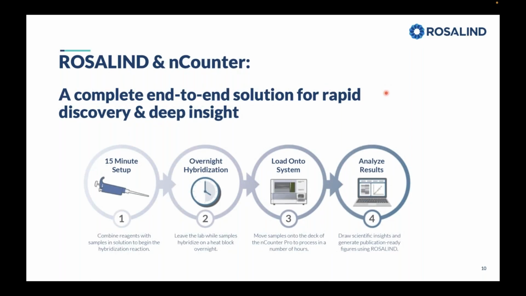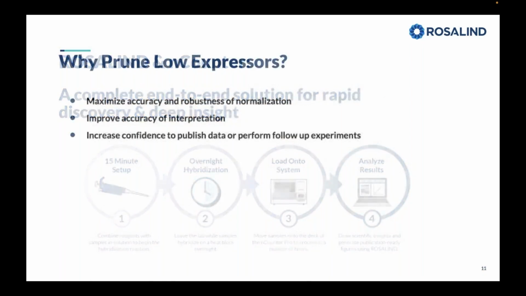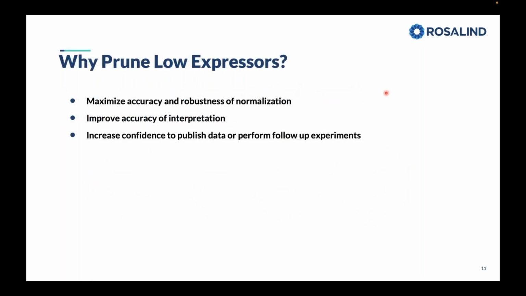So my last slide, and then we're going to jump into some data, is why do we want to prune low expressors? If this is a new concept to you, I'm going to talk to you about this in depth, why we're doing it. A few bullet points came to mind as I was thinking about this. The first is that you're removing these low expressors to maximize the accuracy and robustness of your normalization. And therefore, by doing that, you can improve the accuracy of your interpretation. And you want to ultimately increase the confidence that your data are accurate, so you have confidence to publish them. Or if you're designing follow-up experiments, you want to make sure that your foundation of knowledge is accurate for these follow-up experiments.